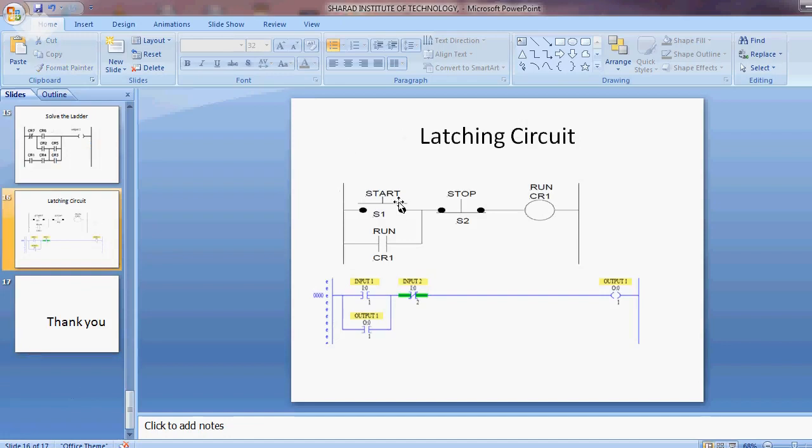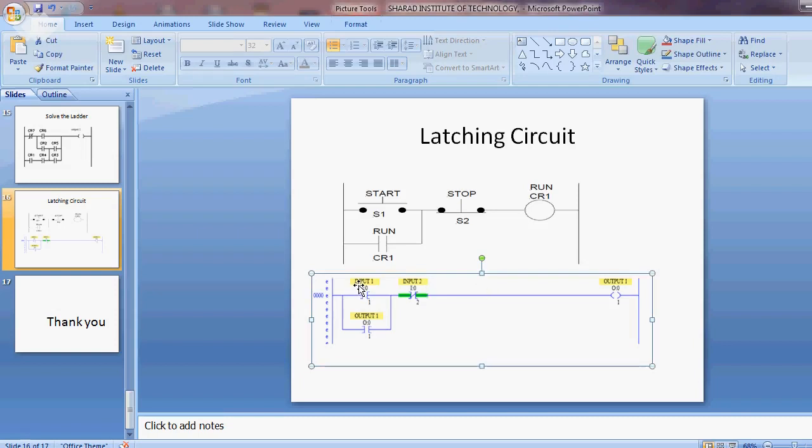Then next we move to latching circuits. In a latching circuit there will be one normally open and one normally closed contact, and the output is also present in the circuit. When input 1 is on, as mentioned in the second figure, and input 2 is off, then output 1 will be energized. Input 1 is a momentary switch, and we give the reference output 1 in parallel. Then the current can flow this way, from output 1 through the normally open contact, so output 1 will be energized. So this is the latching circuit.